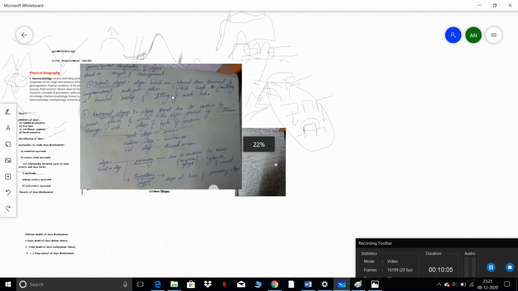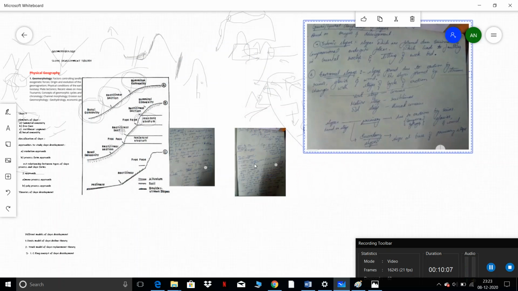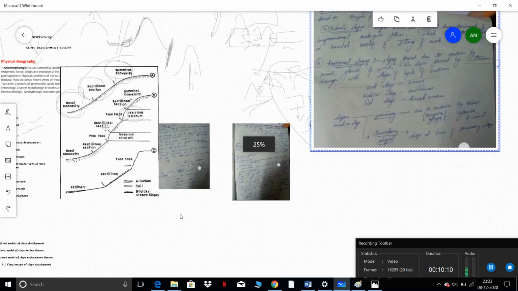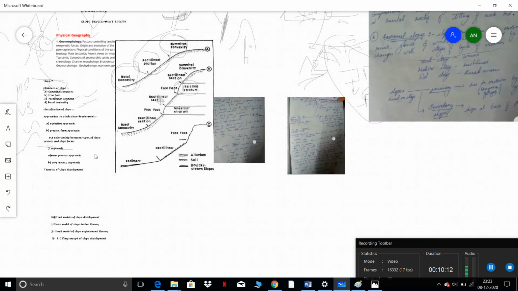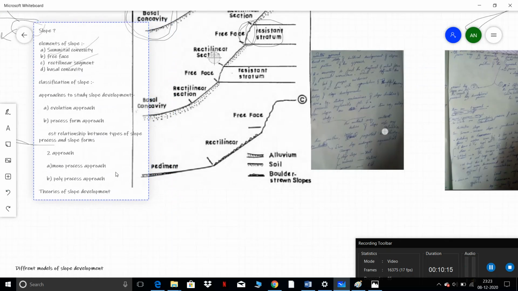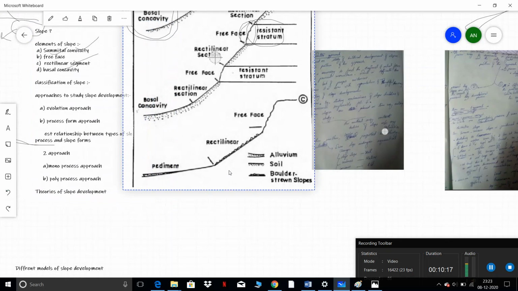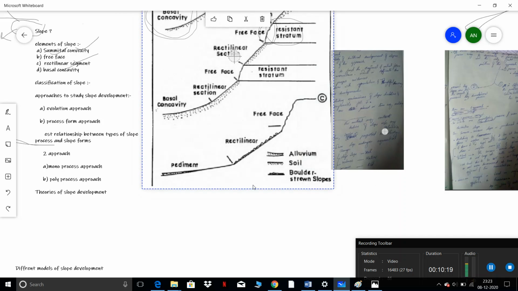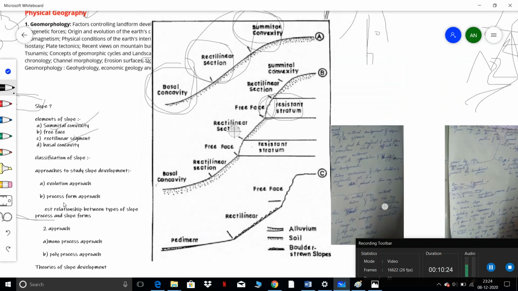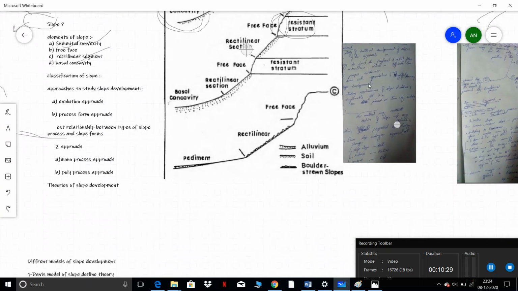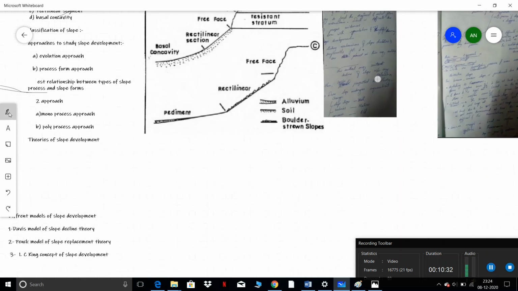Okay, this is over. You can rewind the video and see again. Usually in the study of slope development we use two approaches. One is the evolution approach, I'll demonstrate it here.